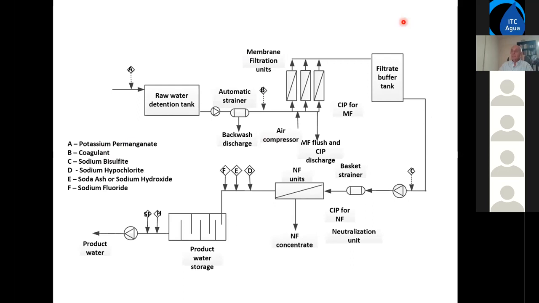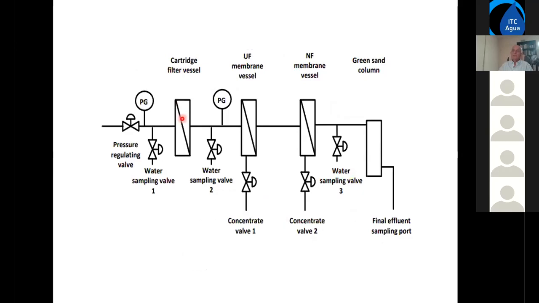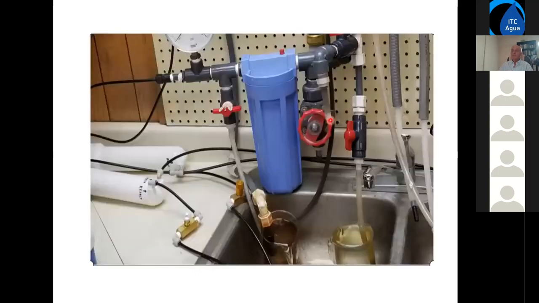So this is the commercial plan, okay? But the pilot was like this. We just used a cartridge filter for the pretreatment, UF membrane, pressure vessel, small elements, NF membrane, and green sand column, okay? And this is how it looks.